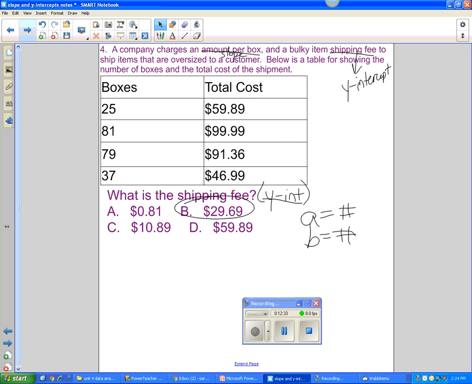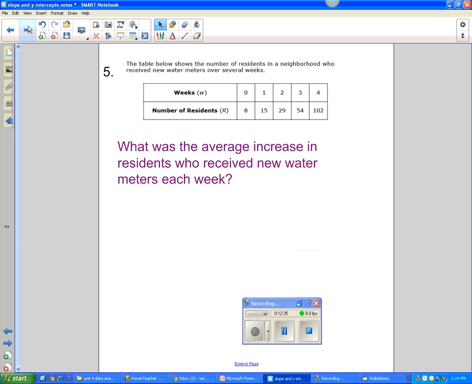Okay. All right. Number 5, the table below shows the number of residents in a neighborhood who receive new water meters over several weeks. What was the average increase in residents who receive new water meters each week? Calculators down for a minute. Calculators down. Monica, what word should I circle in here? What else? The average increase.